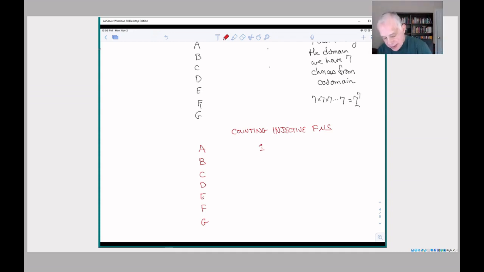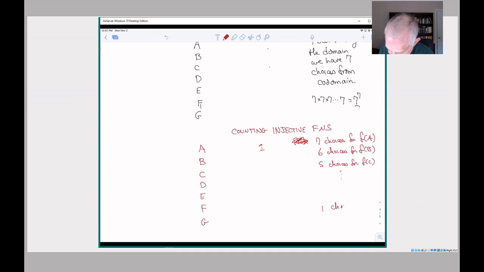Because the requirement that it be injective is that if you have an element in the domain which is different, it has to have a different value. So that means we can put any values that we want in each slot, but we can only use each value from the codomain once. One way to think about it is, again, the multiplication principle. We have seven choices for f of a, but then we only have six choices for f of b because we've already used up one of them and we can't reuse it, and five choices for f of c, and all the way down to one choice for f of g.